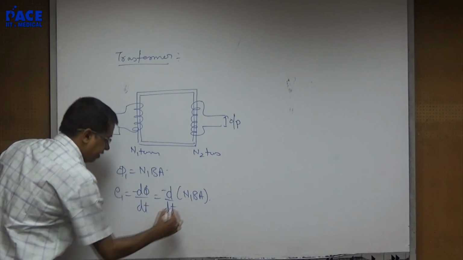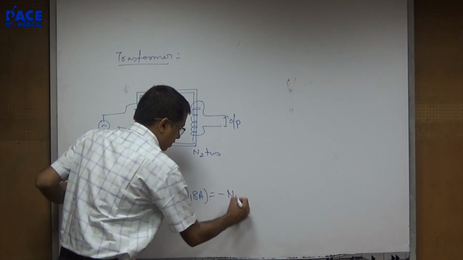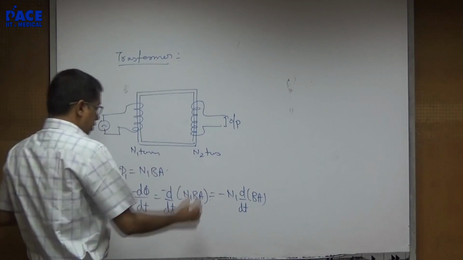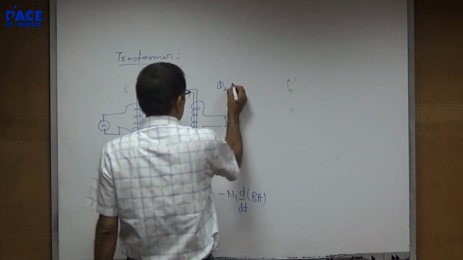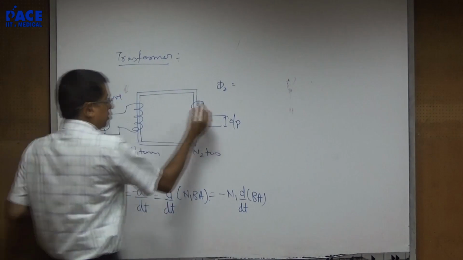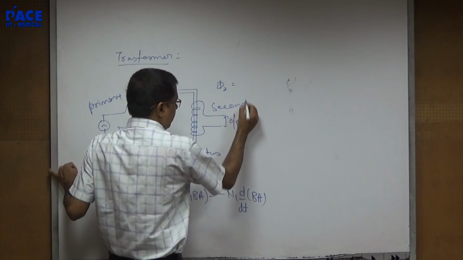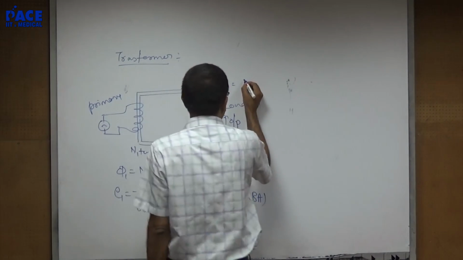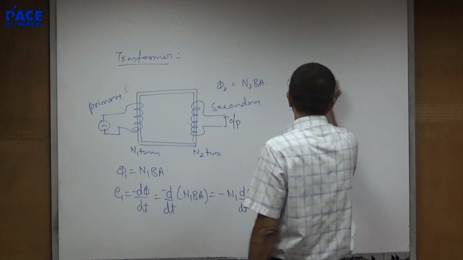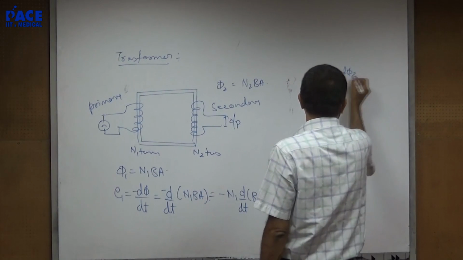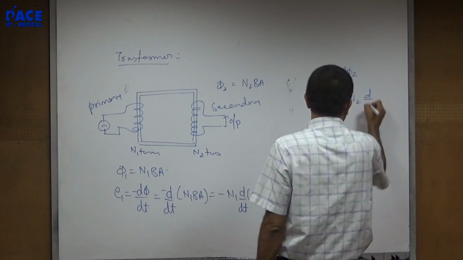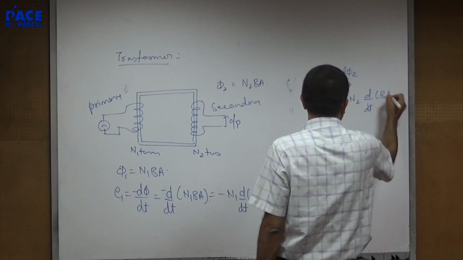Don't forget the negative sign. This will be minus N1 into d by dt of BA. Now when it comes to phi 2, this will be called primary. This will be called secondary. Phi 2 is equal to N2 BA. E2 is equal to minus d phi 2 by dt, which is minus N2 d by dt of BA.